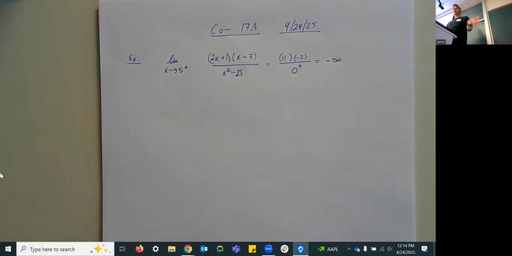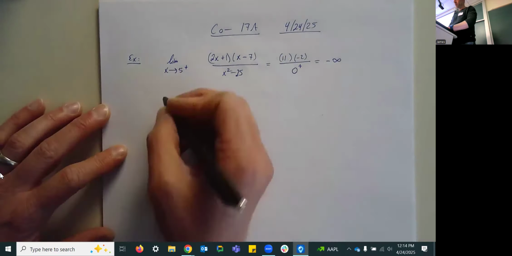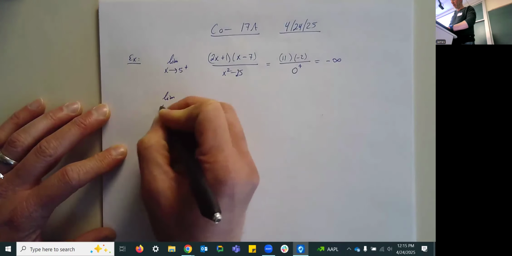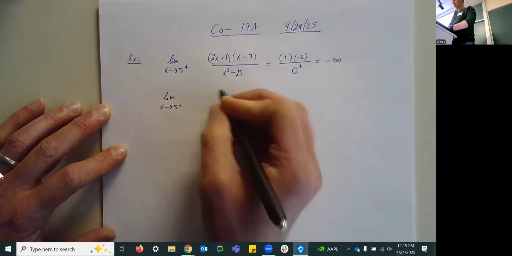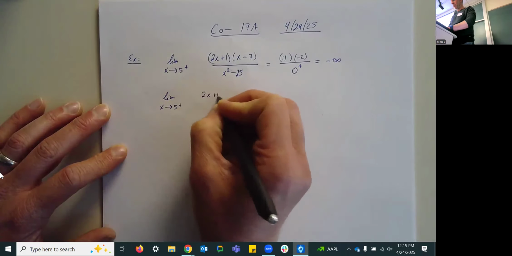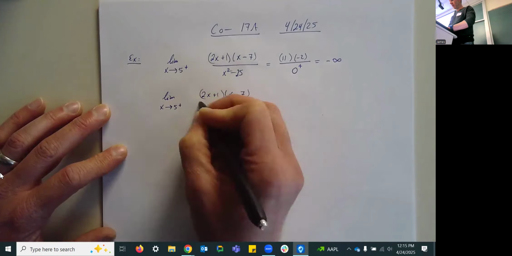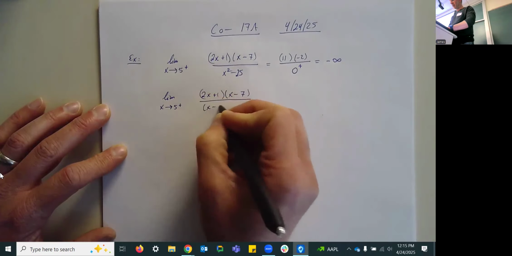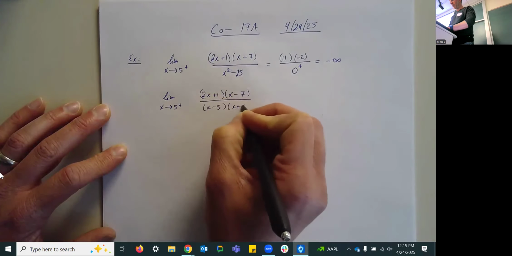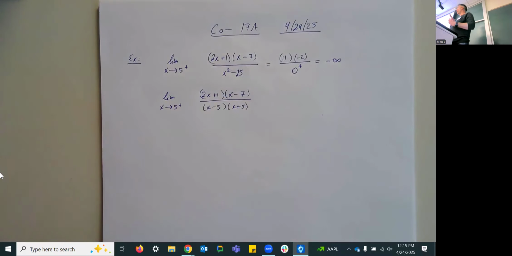However, this is not the only way to do it. Some people, I think Alameda specifically, when he sees a limit like this, likes to factor it as much as possible. So I'm going to rewrite it as 2x plus 1 times x minus 7 divided by x minus 5 times x plus 5. And then we're going to look at the number line.